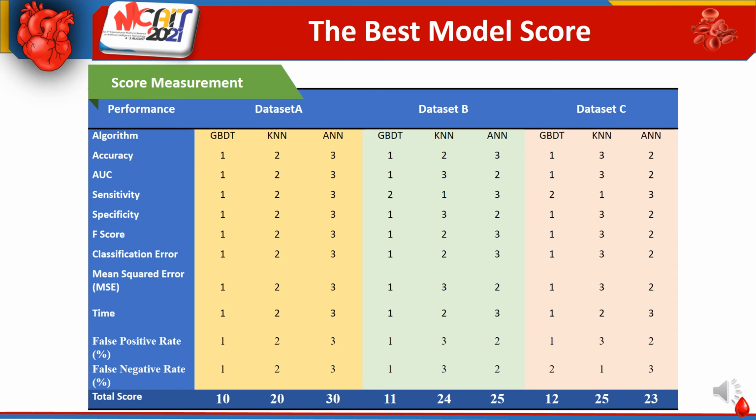The best model score. Score 1 for the best performance score. The lowest total score shows the best performance. Gradient boosted provides the best performance for the entire dataset.